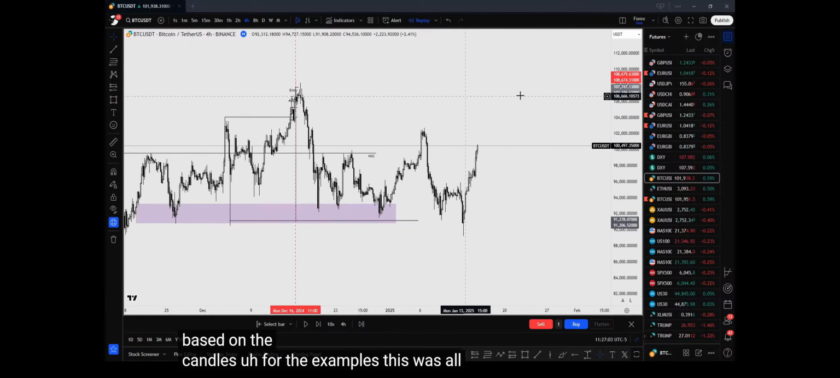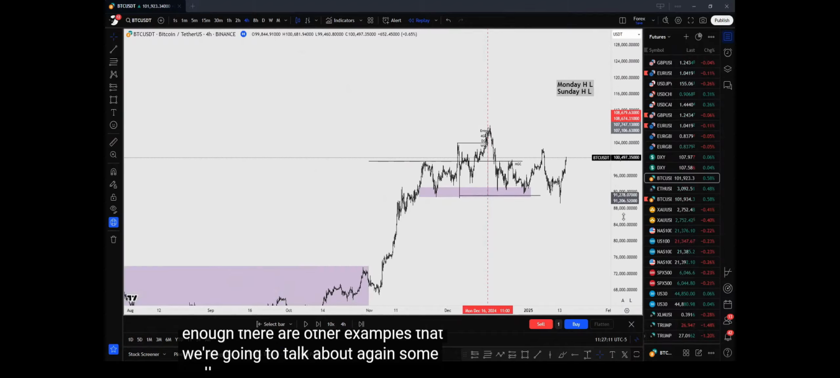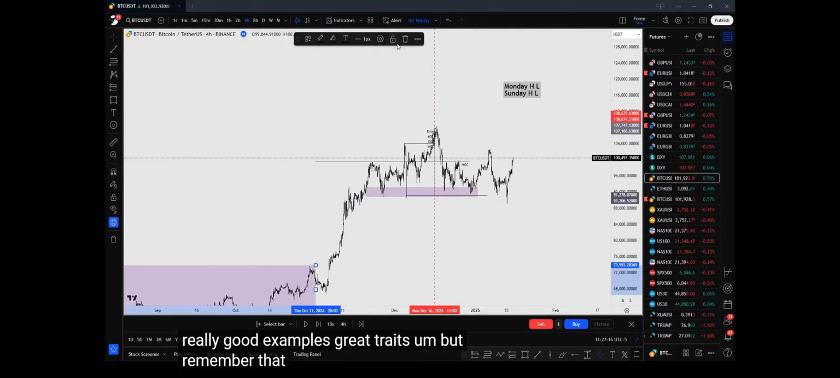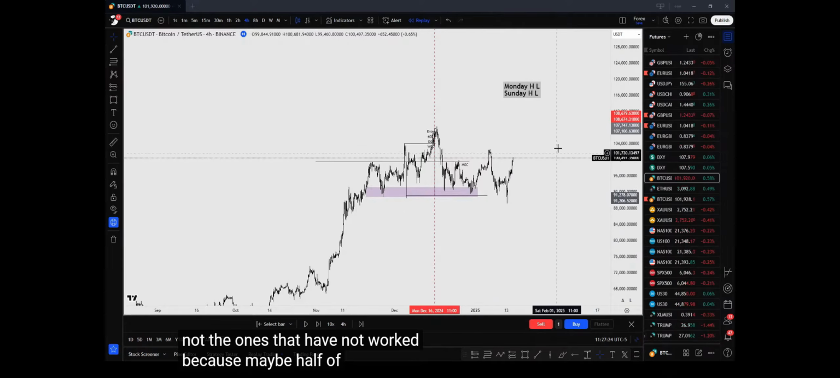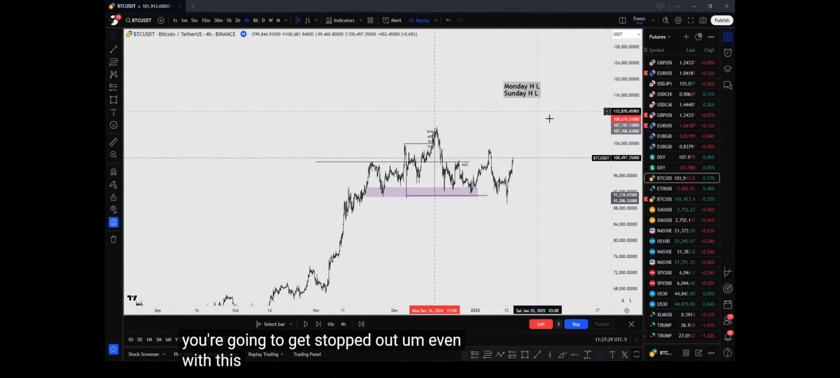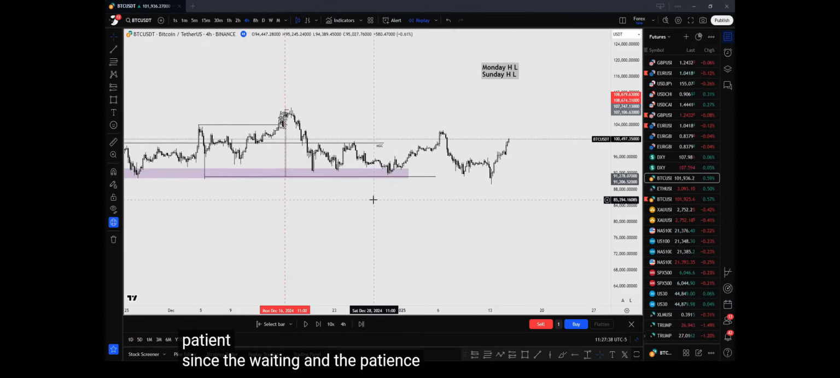For the examples, this was all the examples that I talked about the other day, and I guess it's more than enough. There are other examples that we're going to talk about again, some really good examples, great trades. But remember that this is just the ones that have worked, not the ones that have not worked, because maybe half of the time you're going to get stopped out, even with this model. Okay, you have to be really patient, since the waiting and the patience is part of the model.